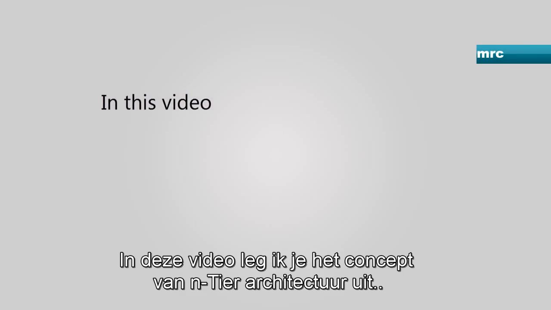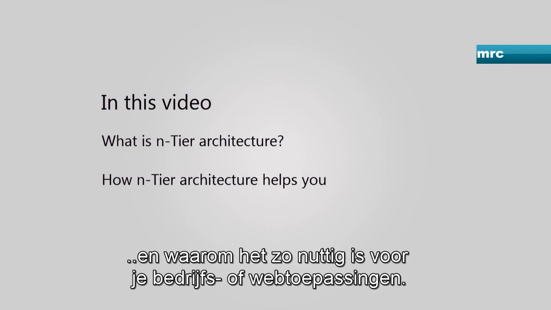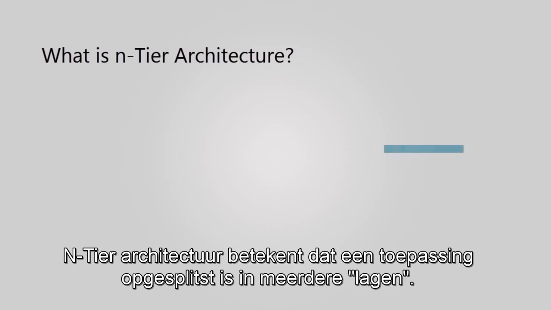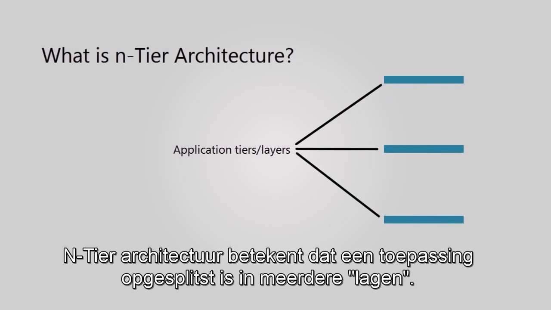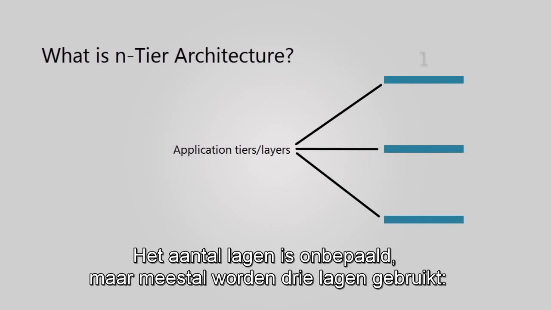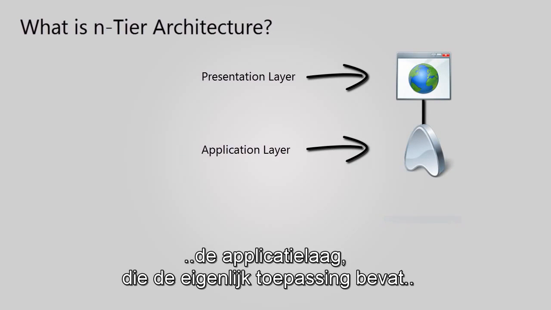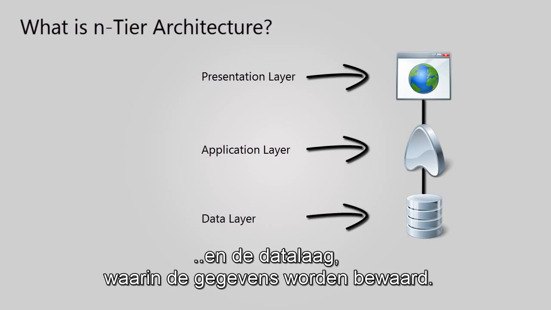In this video, I'll explain the concept of nTier architecture and why it's so useful in your business web applications. nTier architecture means an application is separated into multiple, or n, number of tiers. While this could refer to any number of tiers, applications are most commonly broken up into three different tiers: the presentation layer, which is what the user sees in the browser, the application layer, which holds your business logic, and the data layer, which stores the application's data.